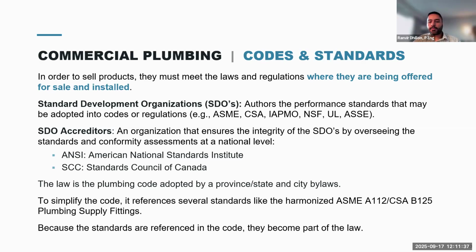The law is the plumbing code adopted by a province or state and city bylaws. To simplify the code, it usually references several standards like the harmonized ASME A112, or the CSA B125, which is the plumbing supply fittings standard. Because the standards are referenced in the code, they actually become part of the law.